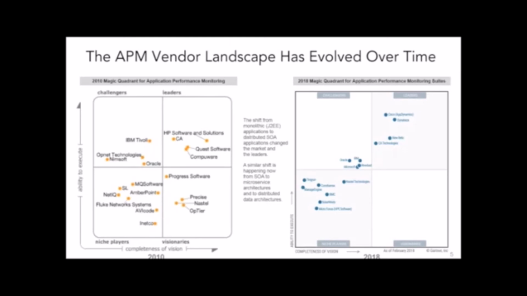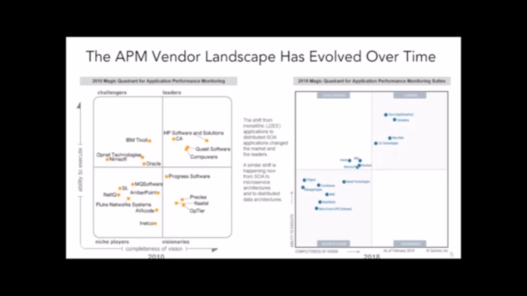So what happened? What happened is that an architectural shift occurred from monolithic applications written to J2EE to distributed SOA applications. And that created a new set of requirements for how you manage applications in production. Specifically, what it created was the ability to trace highly distributed applications, because that's what SOA applications are: they're distributed across tiers.